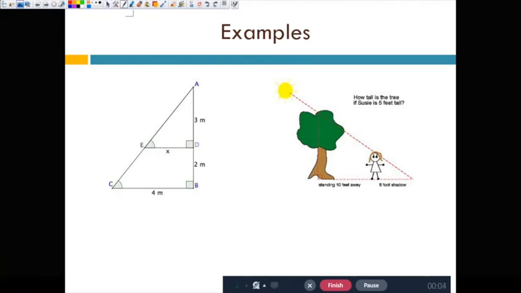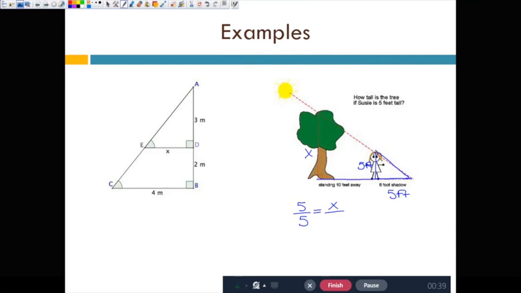Okay, for the second one, I'm looking for how tall is the tree if Susie is 5 feet tall. Okay, so Susie here is 5 feet tall. Her, to the end of her shadow, is also 5 feet. So this proportion here is going to be 5 over 5. Now I'm looking for the tree. So that is going to go with Susie's height, 5. So that's going to be on my top.